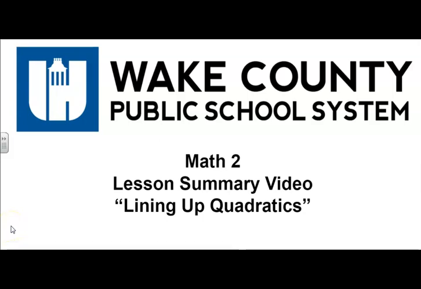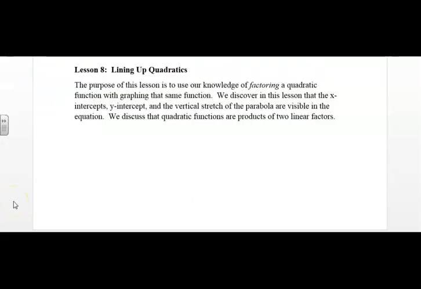This is the Math 2 lesson summary video for the lesson entitled Lining Up Quadratics. In Lining Up Quadratics, which is Lesson 8 of Unit 4, the purpose of this lesson is to use our knowledge from factoring in the previous lessons, a quadratic function, and graph that same function. We discover in this lesson that the x-intercepts, y-intercepts, and the vertical stretch of the parabola are visible in the equation. We discussed that quadratic functions are products of two linear factors.